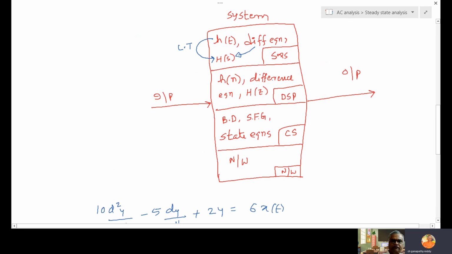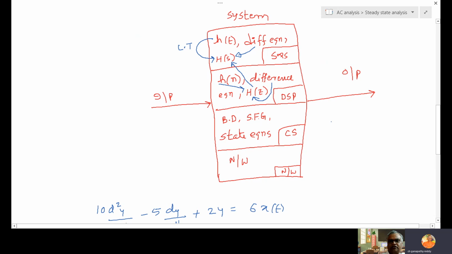Now, the difference equation goes to H of z, from h of n to H of z, and H of z to H of s. So all these things are converted to H of s. Then a block diagram is converted into a signal flow graph, apply Mason's gain formula, and obtain the transfer function.